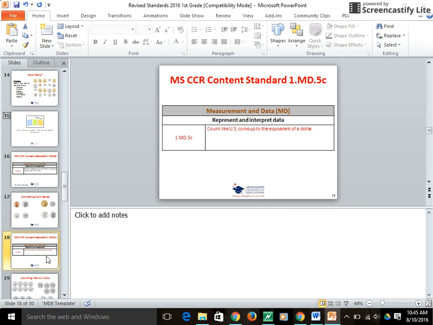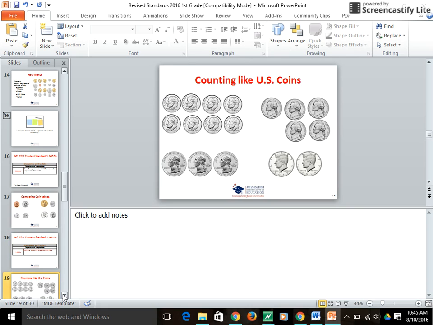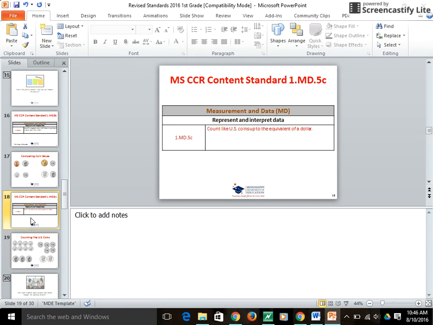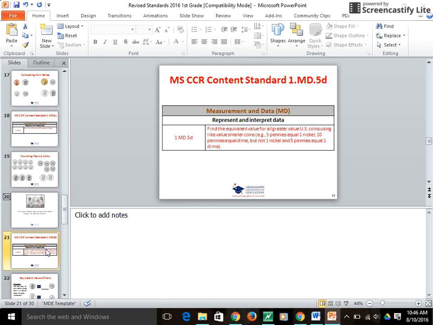1MD5C, you're going to count U.S. coins up to the equivalent of $1. But these are going to be, keyword here, like U.S. coins, okay? When they are counting, a big part of first grade is to keep these the same. So you're not going to count a mixture of dimes and nickels. You're going to be counting all dimes or all nickels, all quarters, all half dollars, all dollar coins. Well, if you're going up to $1, you would just have a $1 coin. But you're just counting like U.S. coins. And you'll see with the other standard that a theme of first grade is to keep the coins of like value together.